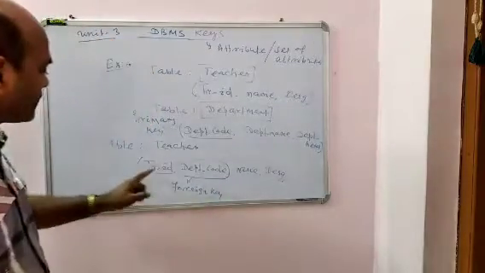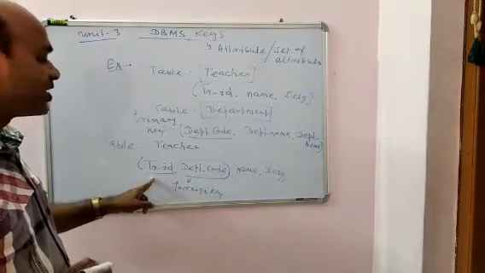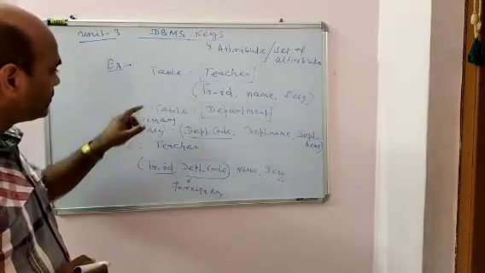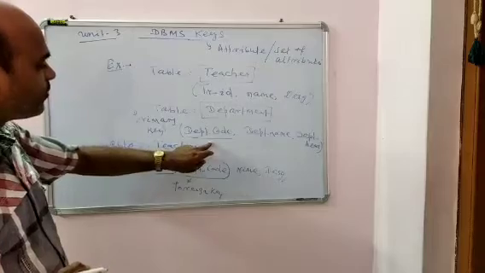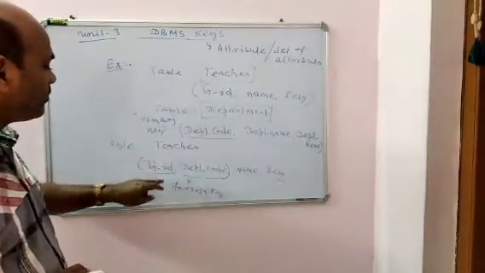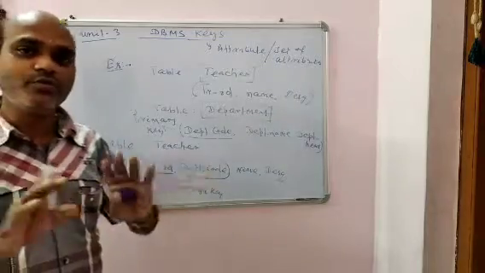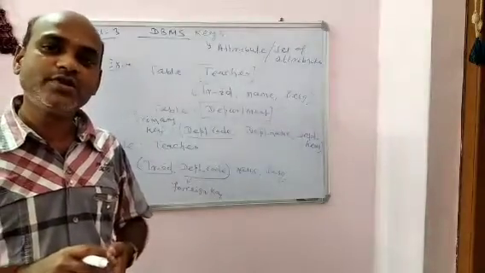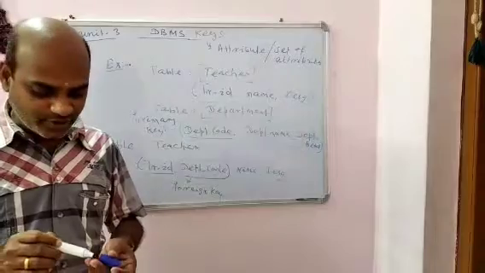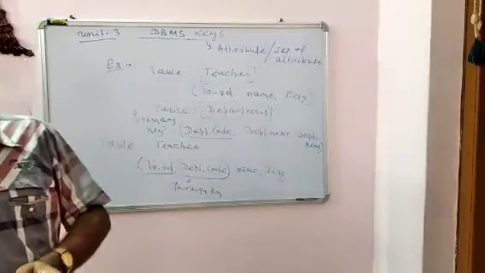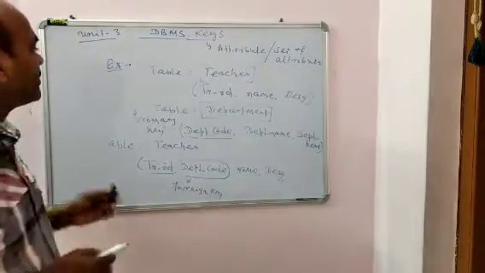Okay, because there is another primary key, that is teacher ID. So in the department table, department code is the primary key, and in the teacher table, department code will be the foreign key. Now we can easily understand what is the primary key and what is the foreign key. So this concept is known as referential integrity.